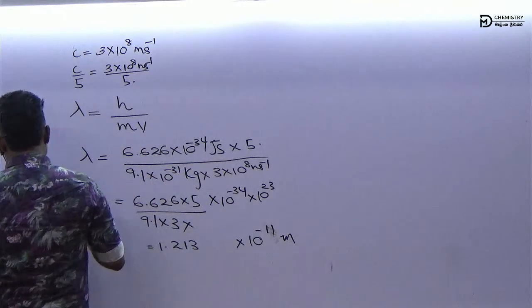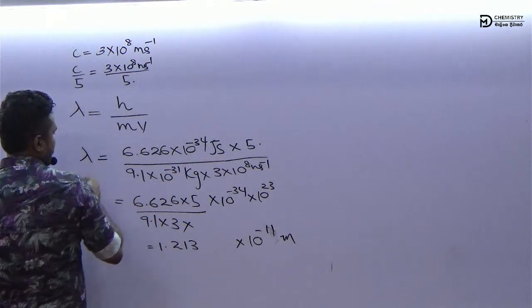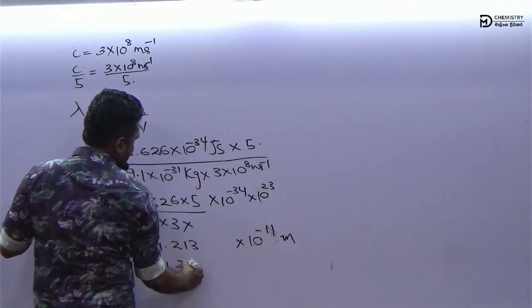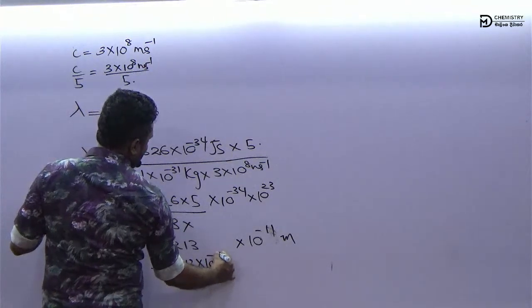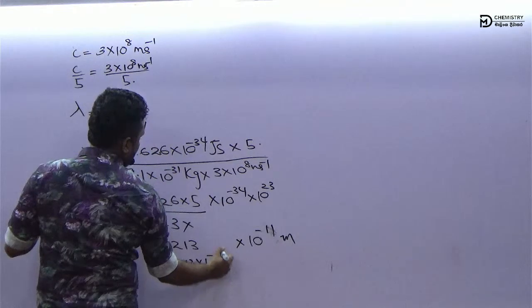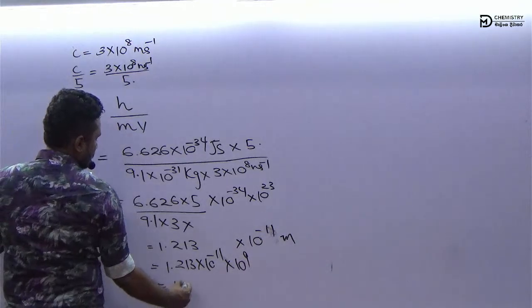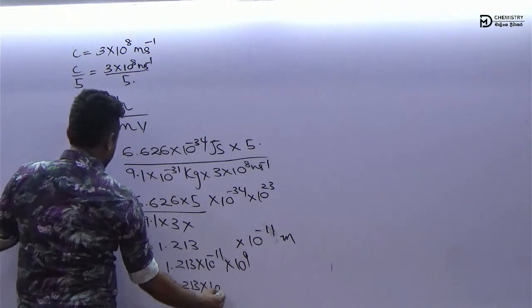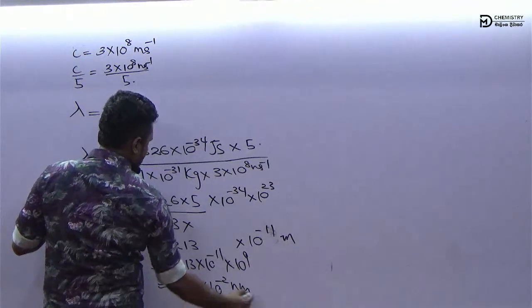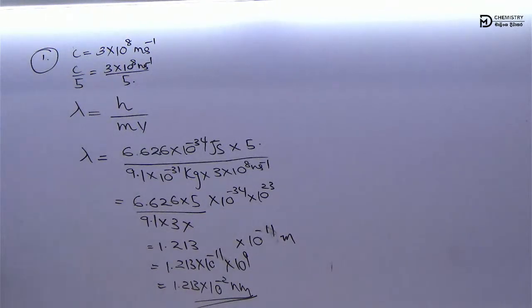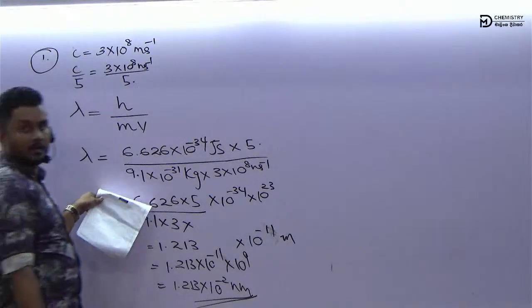Hari, but I asked you to calculate the wavelength of this radiation in terms of nanometers. So to convert the meter value to nanometers, we have to multiply by 10 to the power 9. Hari, so the final answer is 1.213 into 10 to the power minus 2 nanometers. A good question. Okay, this is the answer for the first one. Guys, I'll go through the second question.